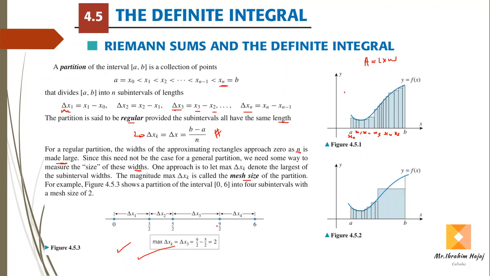It is 9 over 2 minus 5 over 2, which gives 2. So this distance is what? It is 2.